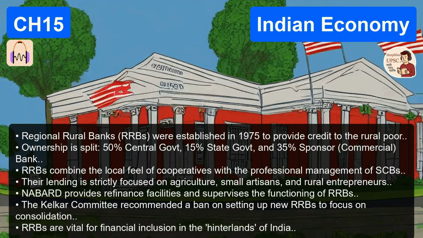Wait, 63%. So they only had 37 rupees left to lend to actual businesses. Exactly. And even for that 37 rupees, the RBI would tell them who to lend to and at what exact interest rate. It was called administered interest rates. So the banks had zero freedom. None. Banks couldn't set their own deposit rates and they couldn't set their own lending rates. There was no competition, no innovation, and customer service was basically non-existent. You'd stand in line for hours just to update a passbook. So 1991 happens, the balance of payments crisis. The economy opens up.